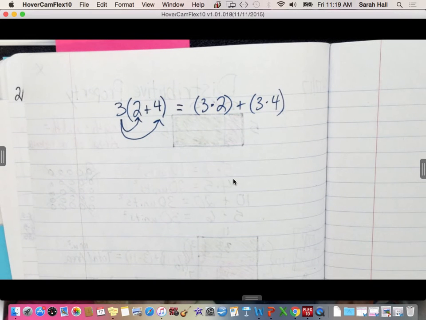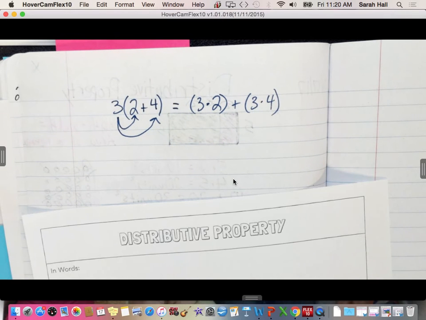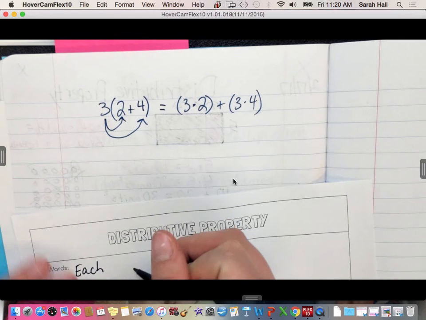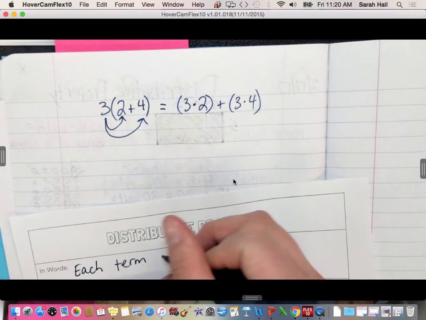Right, so in front of you, you have a distributive property. We haven't done distributive yet. This is the last one. Write this.